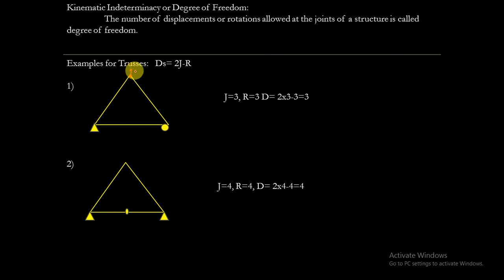At each joint there will be 2 degrees of freedom. It can move horizontally and it can move vertically. There are 6 degrees of freedom for this structure. As the supports are given here, there will be restraints: here one reaction, here a horizontal reaction, and this is a vertical reaction.